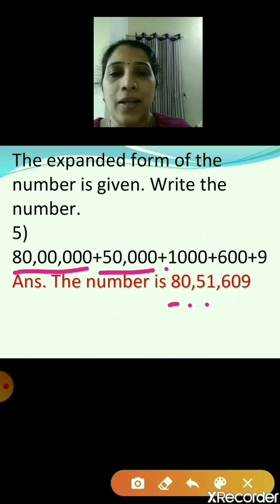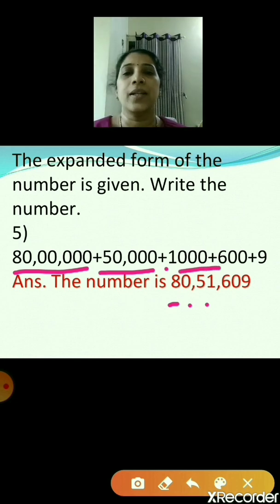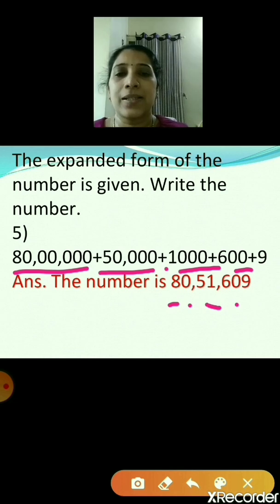Then the next part is 1000, right? So first 0 in the units place, second 0 in the tens place, third 0 in the hundreds place, and the digit 1 is in the thousands place. So your next number is 1. Next part is 6 followed by 2 zeros. So first 0 in the units place, second 0 in the tens place, and the digit 6, it is in the hundreds place. So your next number is 6.